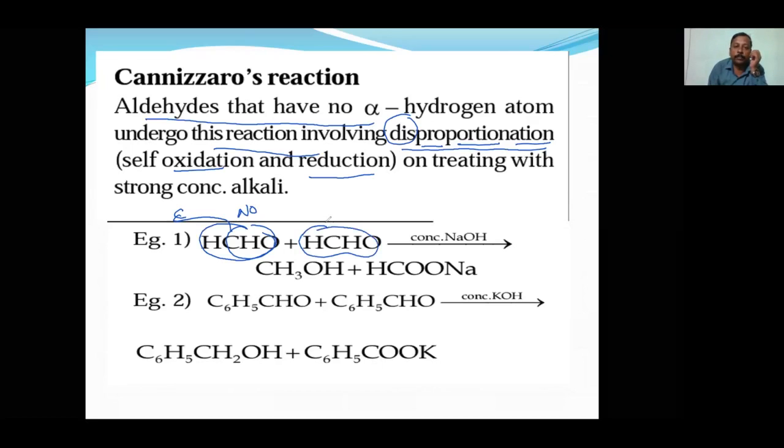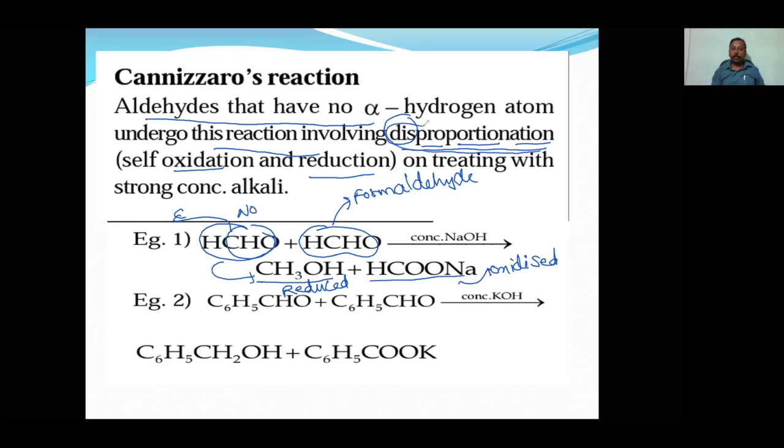What is the name of this one? Yes, it is formaldehyde. Common name is formaldehyde. Now when they react with each other, there will be a reduced product. This is called the reduced product, and this is called the oxidized product. Okay. So one molecule is undergoing oxidation and another molecule is undergoing reduction. So such reactions are called disproportionation.